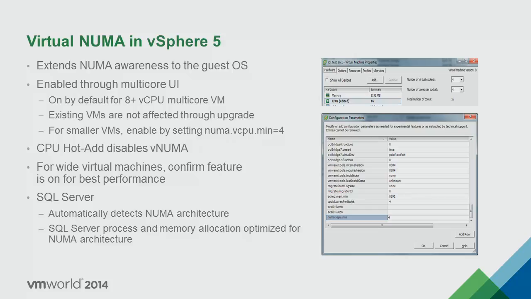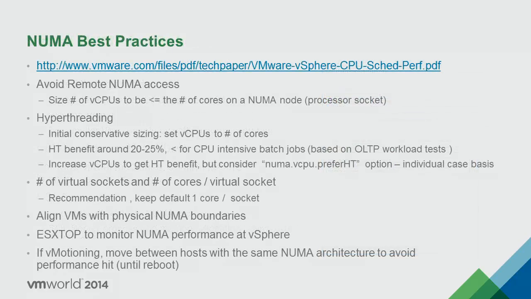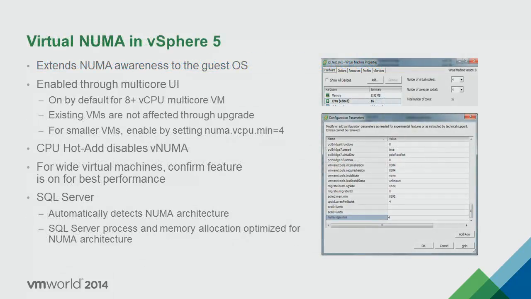CPU hot add will disable vNUMA. So those are two incompatible features. You don't want to use those two together. For wide virtual machines, what we mean by wide is when the virtual machine spans more than one NUMA node, we definitely want to confirm that this feature is on in order to get the best performance. If it's not, vSphere will use what's called wide NUMA, and wide NUMA under the covers is doing node interleaving. While it's better than what we used to do, it's not as good as vNUMA. vNUMA is available as of 5.1 or later. Now the great thing about SQL Server is it automatically detects the NUMA architecture once you've turned it on.